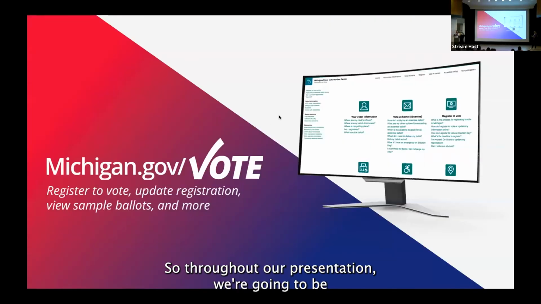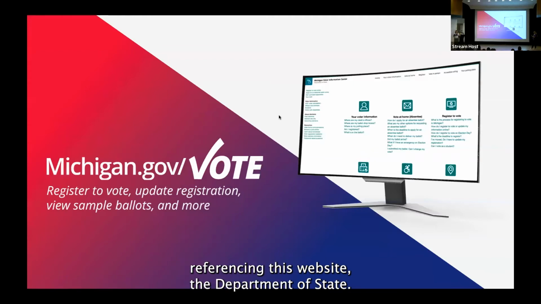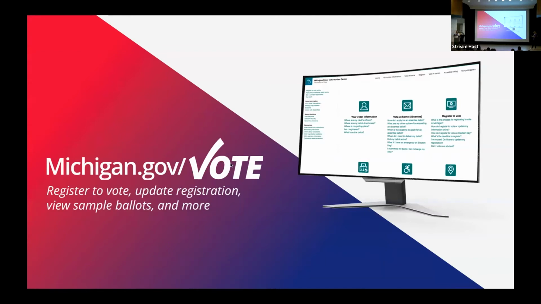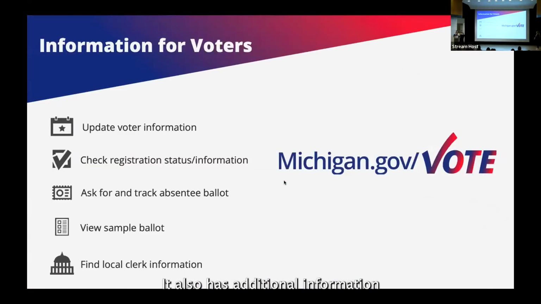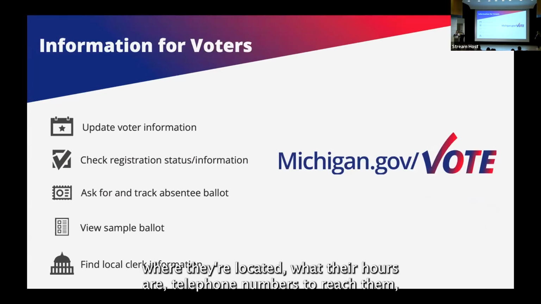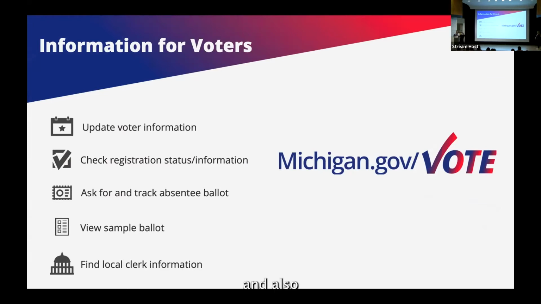Throughout our presentation, we're going to be referencing this website. The Department of State houses all voter information on our website, michigan.gov/vote. You can find pretty much everything you need regarding registration and more on this site. It's your one-stop shop for elections. It's all here. It also has additional information like a sample ballot unique to your area, all your clerk information, where they're located, what their hours are, telephone numbers to reach them, and also where your local drop box is, which is important if you're voting absentee and are looking to turn it in via drop box.